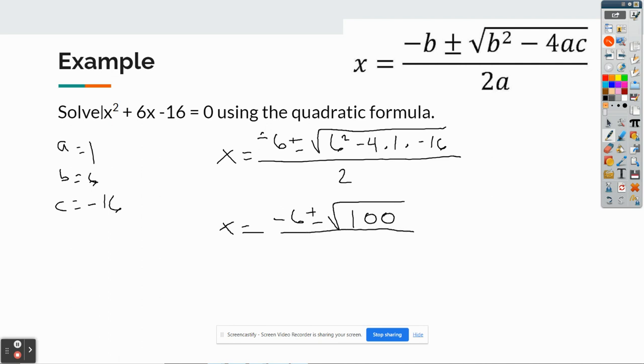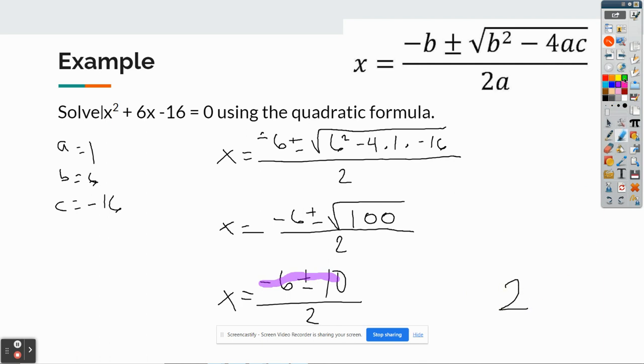So then I just go to this step. The next step I like to do is just find the square root of 100. And if you need to use the calculator to do that, go for it. The square root of 100 is just 10. Okay, and once you get to this step, this is where you have your two solutions. First solution is going to be using the positive. So that's negative 6 plus 10. Negative 6 plus 10 is 4, and then 4 divided by 2 is 2. So one of our solutions is 2.